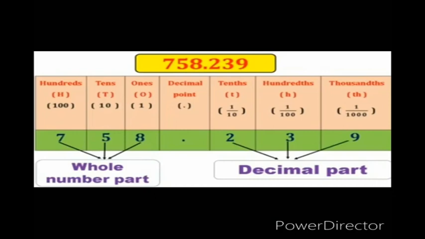Then on the right side of the decimal point we have tenths, hundredths and thousandths. In tenths place we have 2. Then in hundredths place we have 3, and in thousandths place we have 9. Here 239 is known as the decimal part of the decimal number.